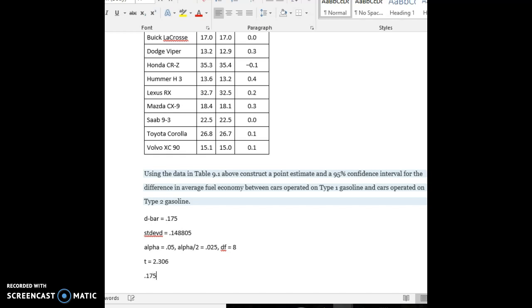All right, so we're going to start with D bar plus and minus. Now we want our T of alpha over 2, which is 2.306, times our standard deviation, which was 0.148805, divided by the square root of the sample size, and our sample size was 9. Now, since I know the square root of 9, I'm just going to put 3. All right, so now let's just do our calculations.